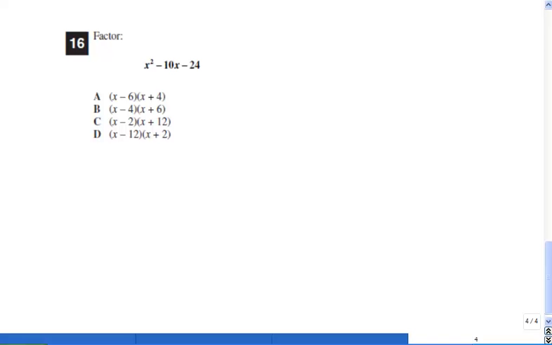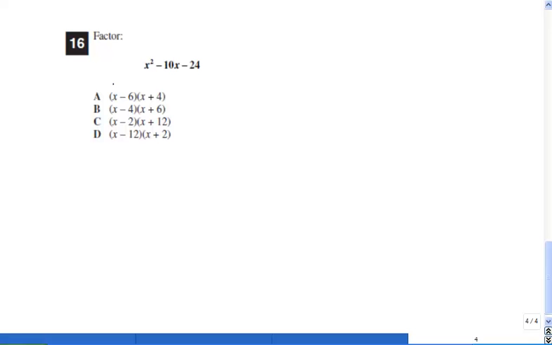Okay, now we did solve similar problems with this one in the previous encounters that we have, right? Problem number 16, factor x squared minus 10x minus 24. Okay, and you have four options: A, B, C, and D. And there are many ways in which you can solve this problem. First one is eventually to look at your possible options and see if they will fit for the given trinomial here. And you may have different approaches here.